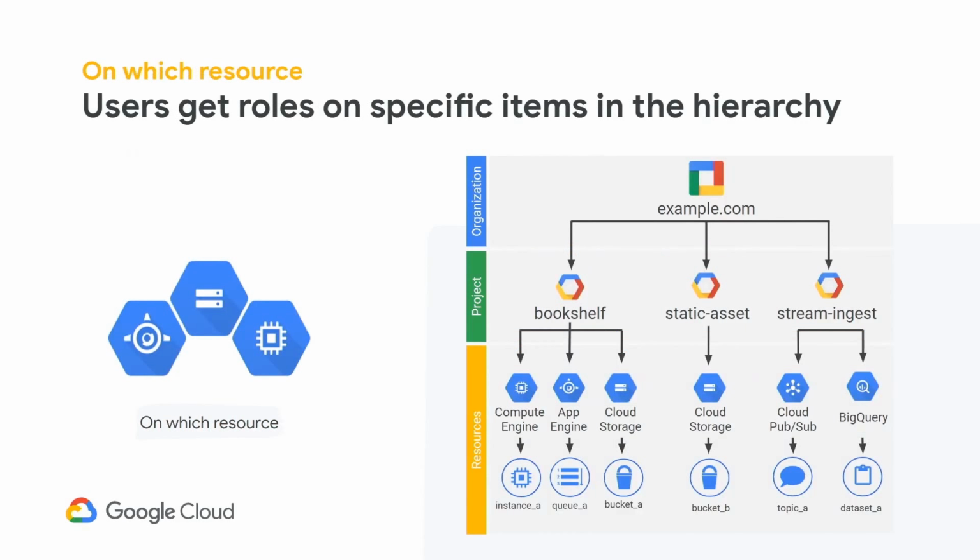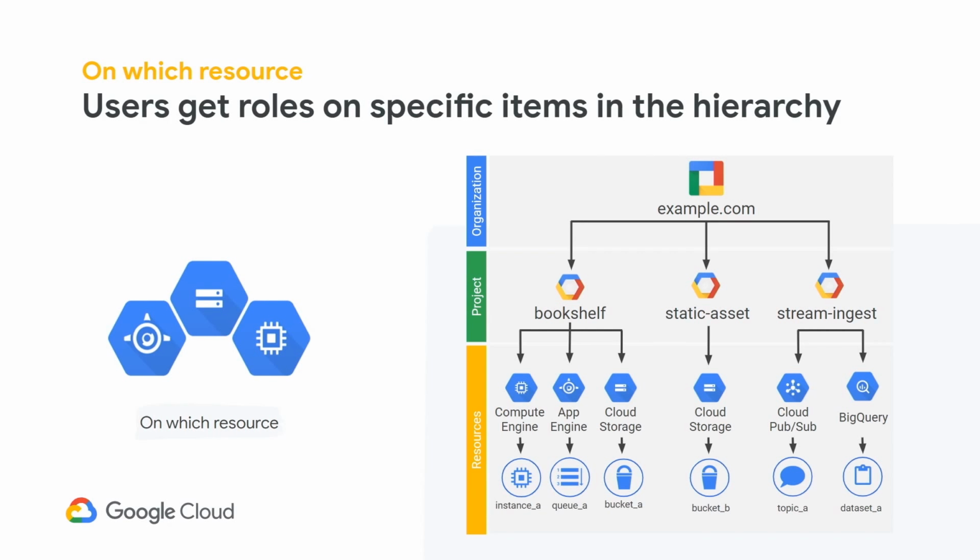Now, in this area, we can start at the org. We can apply permissions, and they apply to all the projects, so our super type users. We can have folders in the middle there, and then underneath, we can have multiple projects. So we've got a project called Bookshelf, a project called Static Asset, and another project called Stream Ingest. Those are all managed by different teams.